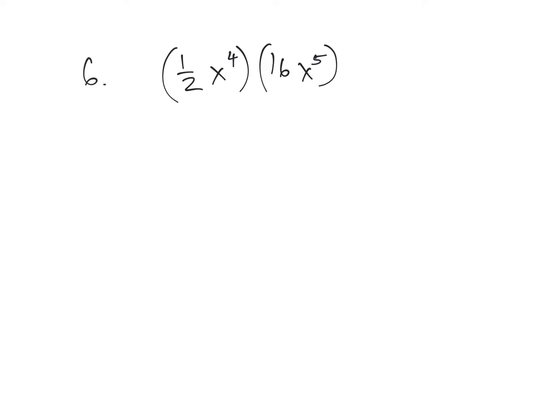Since there aren't any addition or subtraction signs, and there aren't any exponents on the outside of the parentheses, we can just multiply everything together. So 1/2 times 16 times x to the 4th times x to the 5th. So that's 8x to the 9th. All right, next. Let's go, number 7.